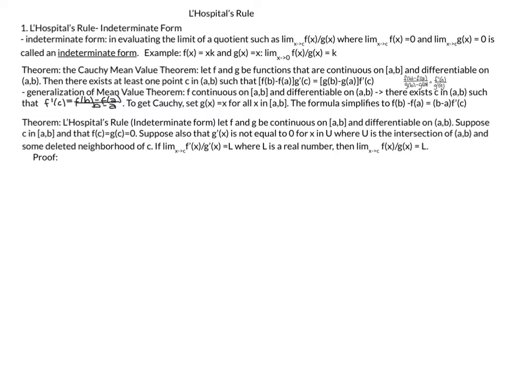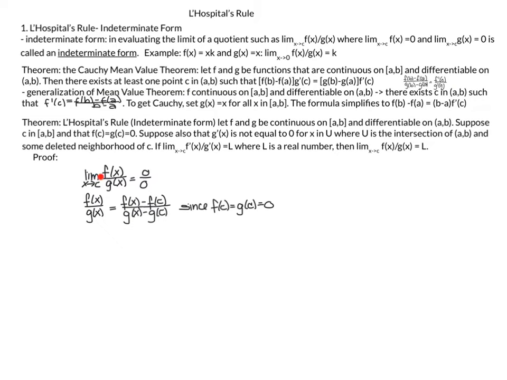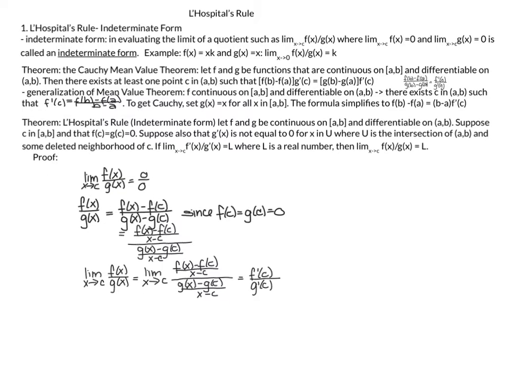And now we are ready to prove L'Hopital's rule. It's actually a very quick proof. When I look at the limit as x approaches c of f of x over g of x, you can see I get the indeterminate form. So now I'm going to consider f of x over g of x. I'm going to subtract f of c from the top and g of c from the bottom, and I can do that since f of c and g of c are both equal to 0. My next step will be to divide the numerator and the denominator both by x minus c.